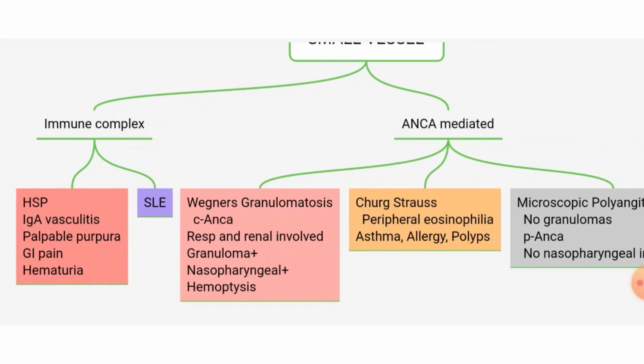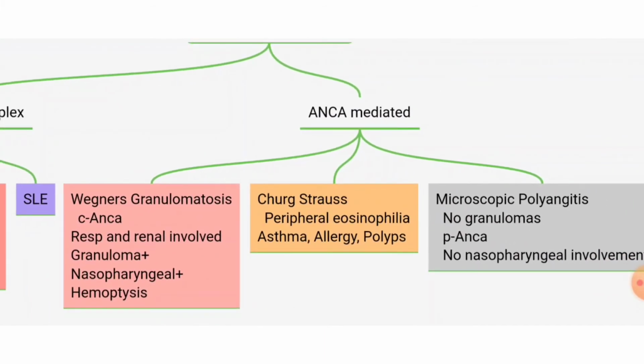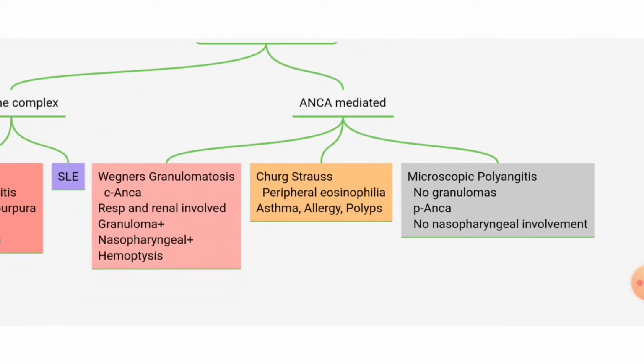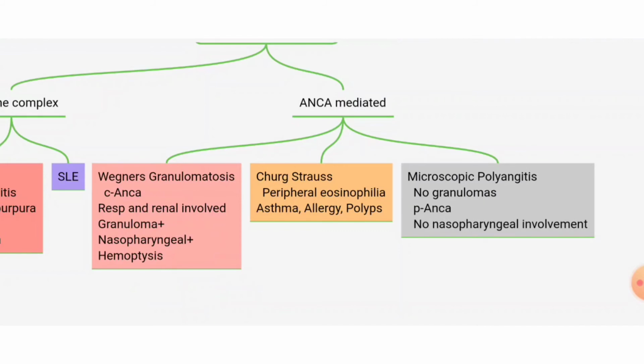Now let's talk about ANCA mediated, which can be C ANCA or P ANCA. For this you can remember a mnemonic like Commonwealth Games. So C ANCA is associated with Wegener's, and it has respiratory and renal involvement, granulomas and nasopharyngeal involvement will be there, and there will be hemoptysis.